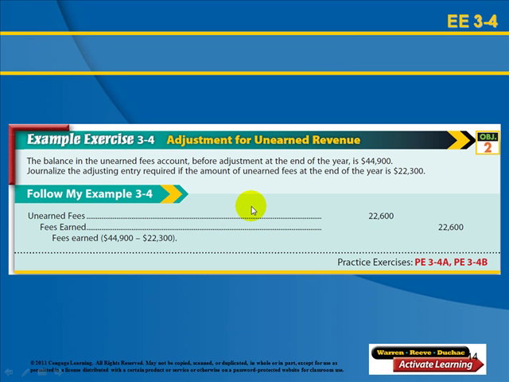An example of the adjusting of unearned revenues: the balance in an unearned fees account before adjustment at the end of the year is $44,900. Journalize the adjusting entry required if the amount of unearned fees at the end of the year is $22,300. You will debit unearned fees for $22,600 and credit fees earned for $22,600. And then you will post this journal entry.